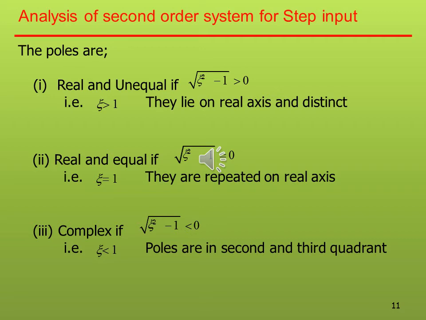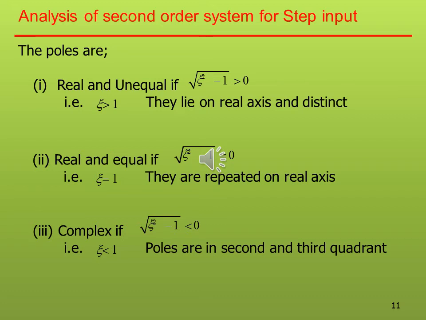They are real and equal if root of zeta square minus 1 is equal to 0, that is zeta is equal to 1. Then they are repeated on the real axis, means both the poles are on the real axis and they are having the same values. Repeated means having the same values. Next, the poles are complex if root of zeta square minus 1 is less than 0, that is zeta less than 1, then poles are in the second and third quadrant.